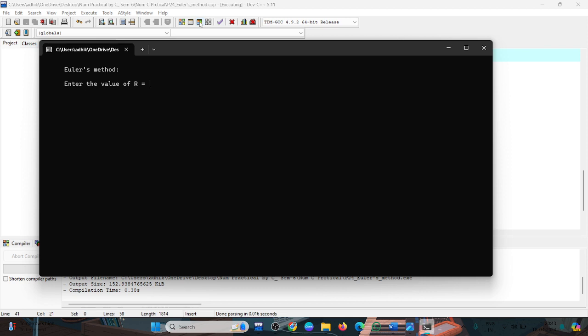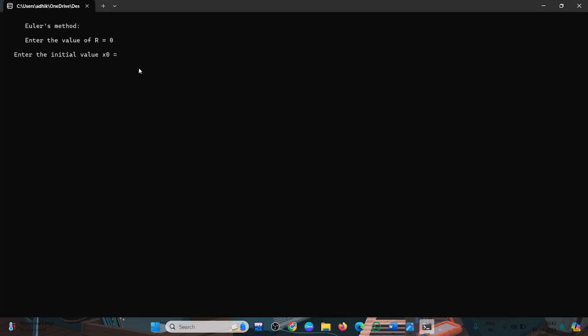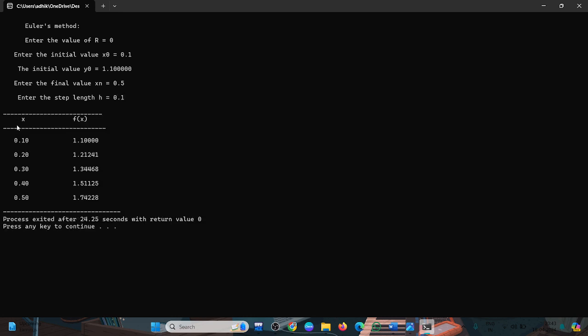So enter the value of r, say 0. Enter the initial value, say 0.1 is given, and initial value of y0 equal to 1.1. Enter the final value of xn, it is given as 0.5. So put xn equal to 0.5, and enter the step length h equal to 0.1, and this is the result: x corresponding to 0.1 is 1.1, the value at x 0.2 is 1.21241, 0.30 is 1.34468, 0.40 is 1.51125, 0.50 is 1.74228, and this is Euler's method.